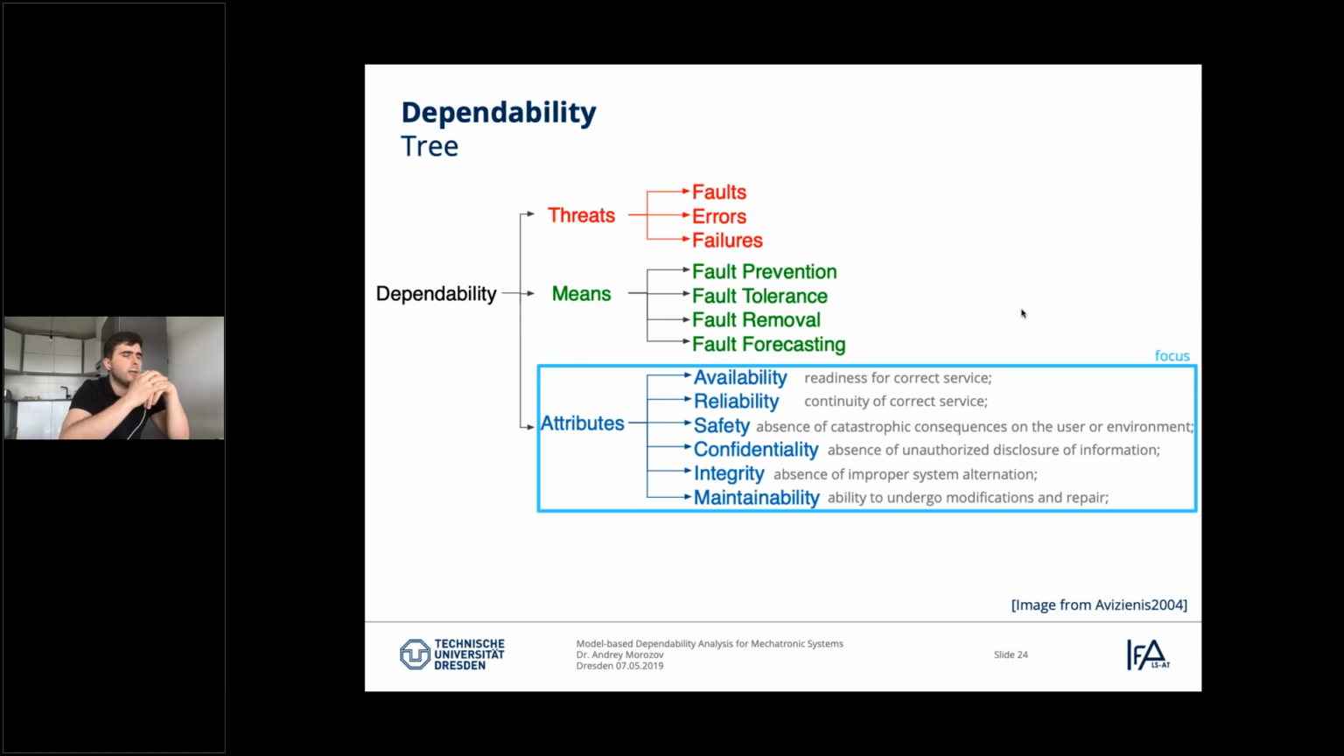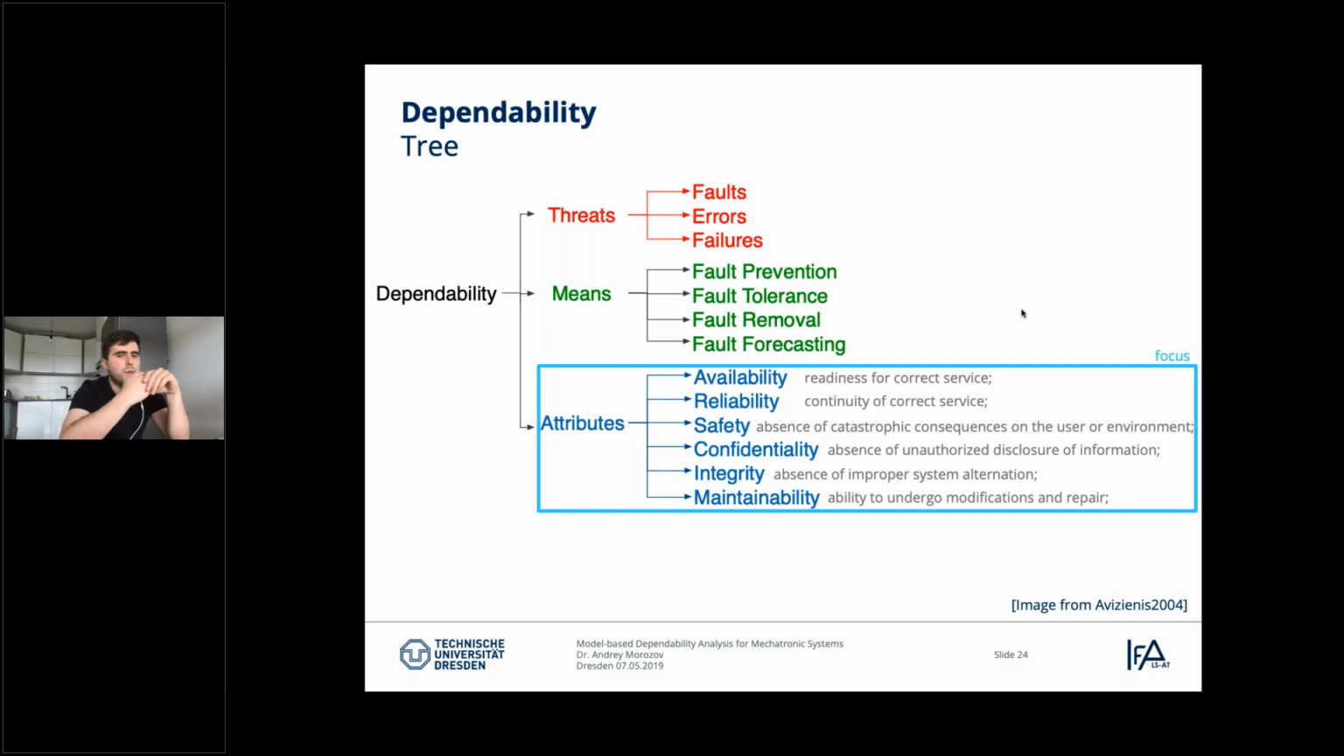Confidentiality is about security: absence of unauthorized disclosure of information. Integrity is absence of improper system alteration. It means that, let's say, a hacker cannot hack into the system and change it in a way it shouldn't be changed. And maintainability is the ability of the system to be repaired if it is in a broken state.